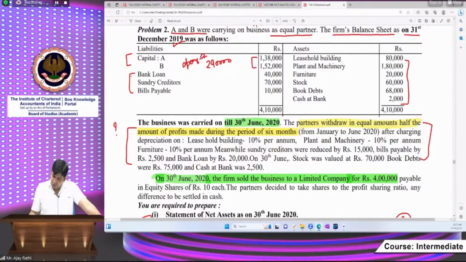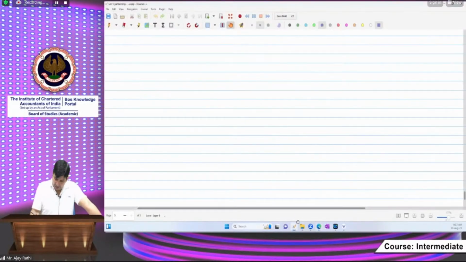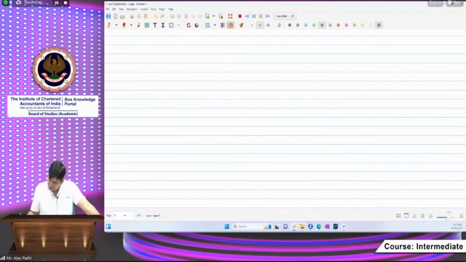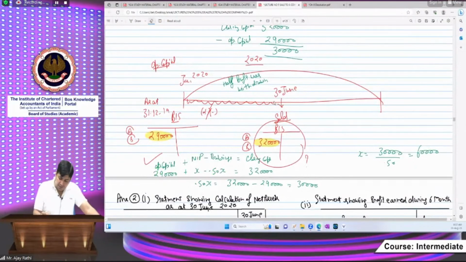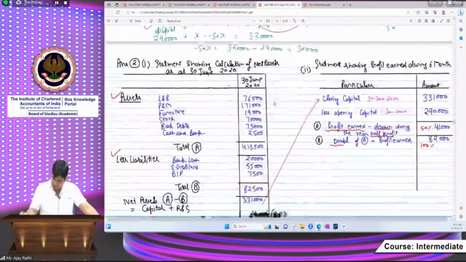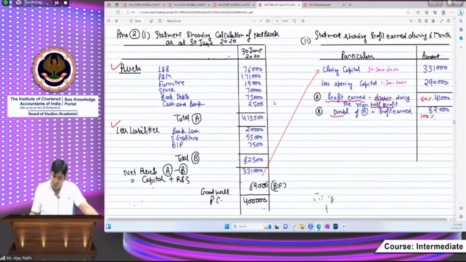Now see. Beta, can you please prepare the balance sheet as of 30th June? Yes, sir. Okay. You are having the solution? Please look into the solution which I have provided. See what we have to prepare as per the requirement. Question is asking for a statement showing. Please look only at that part which I am highlighting. Statement showing. Don't go with the figures, please.